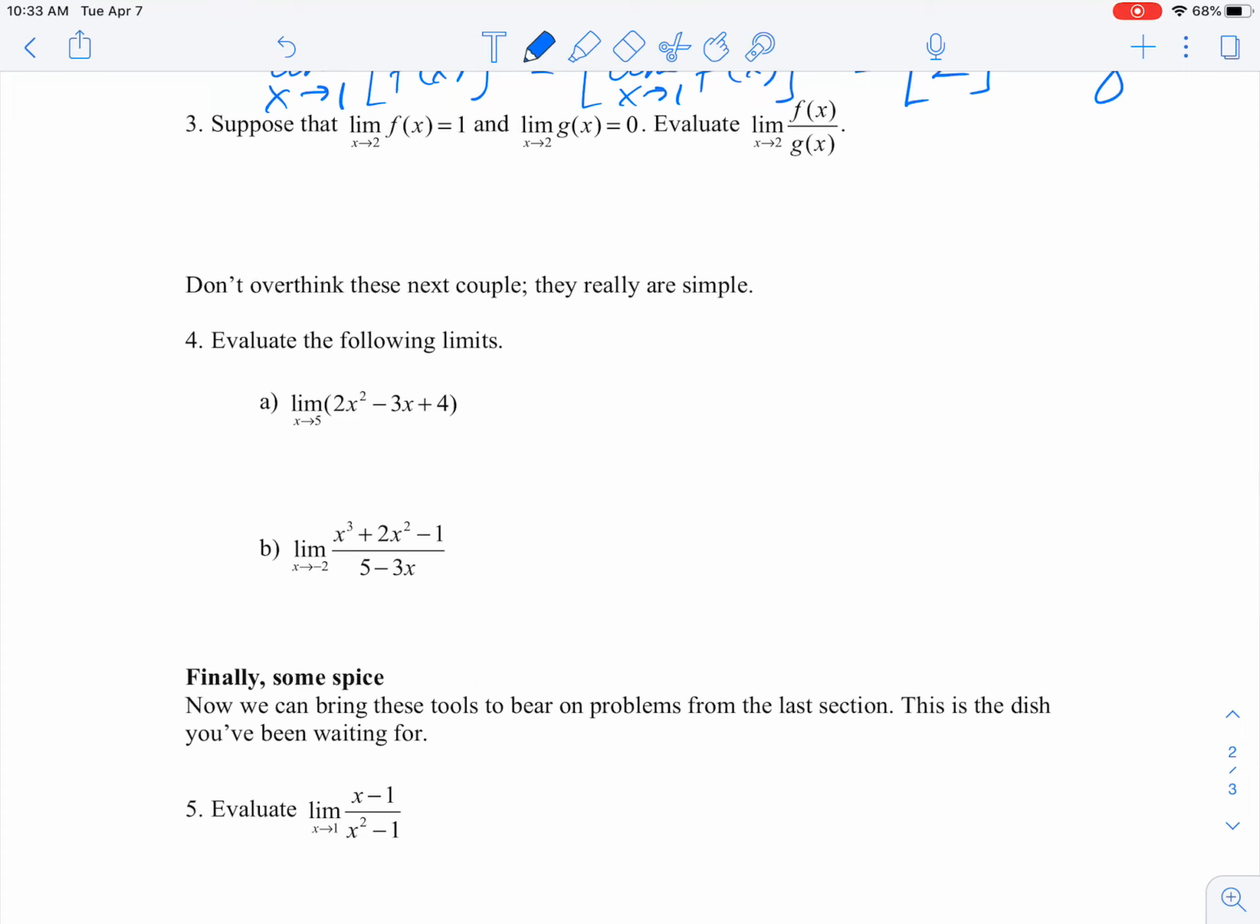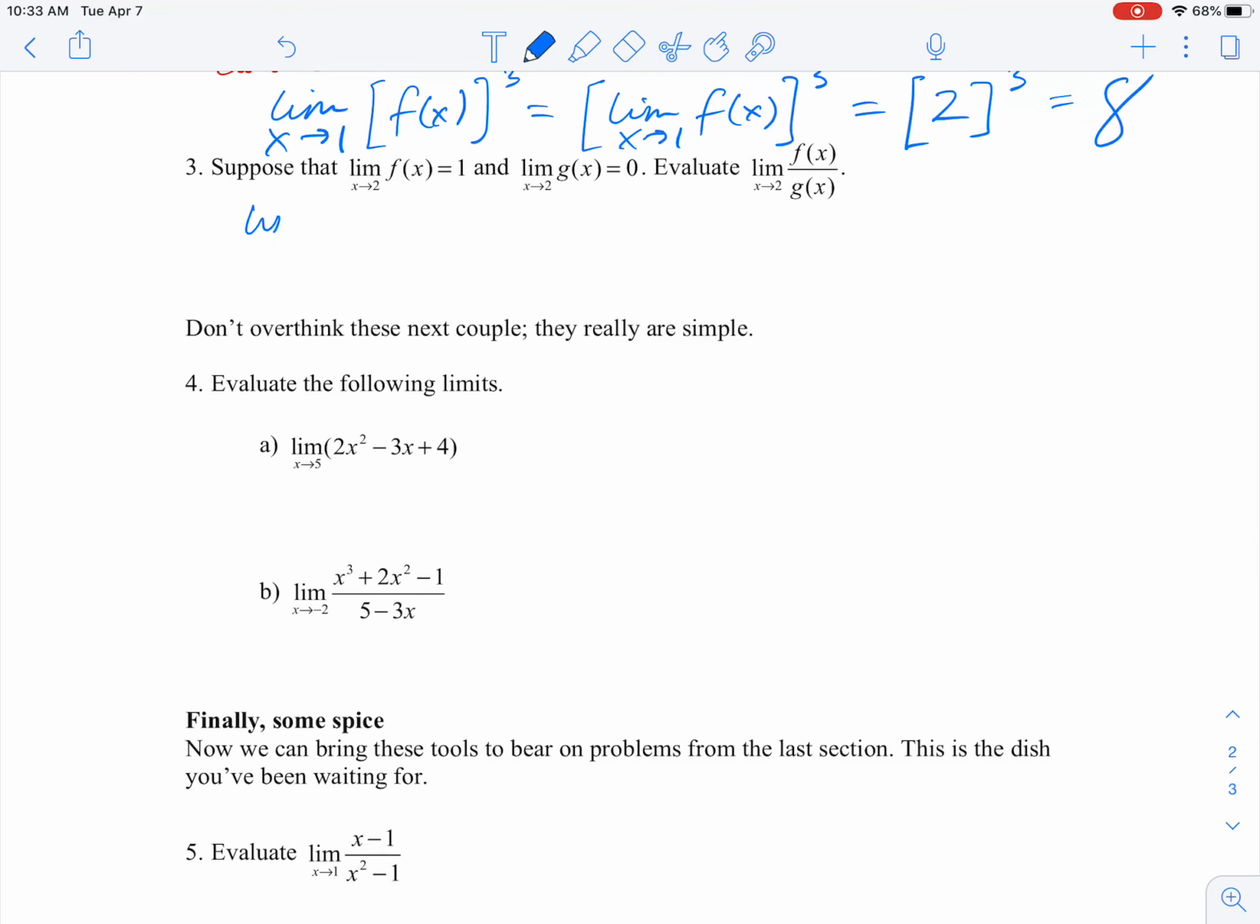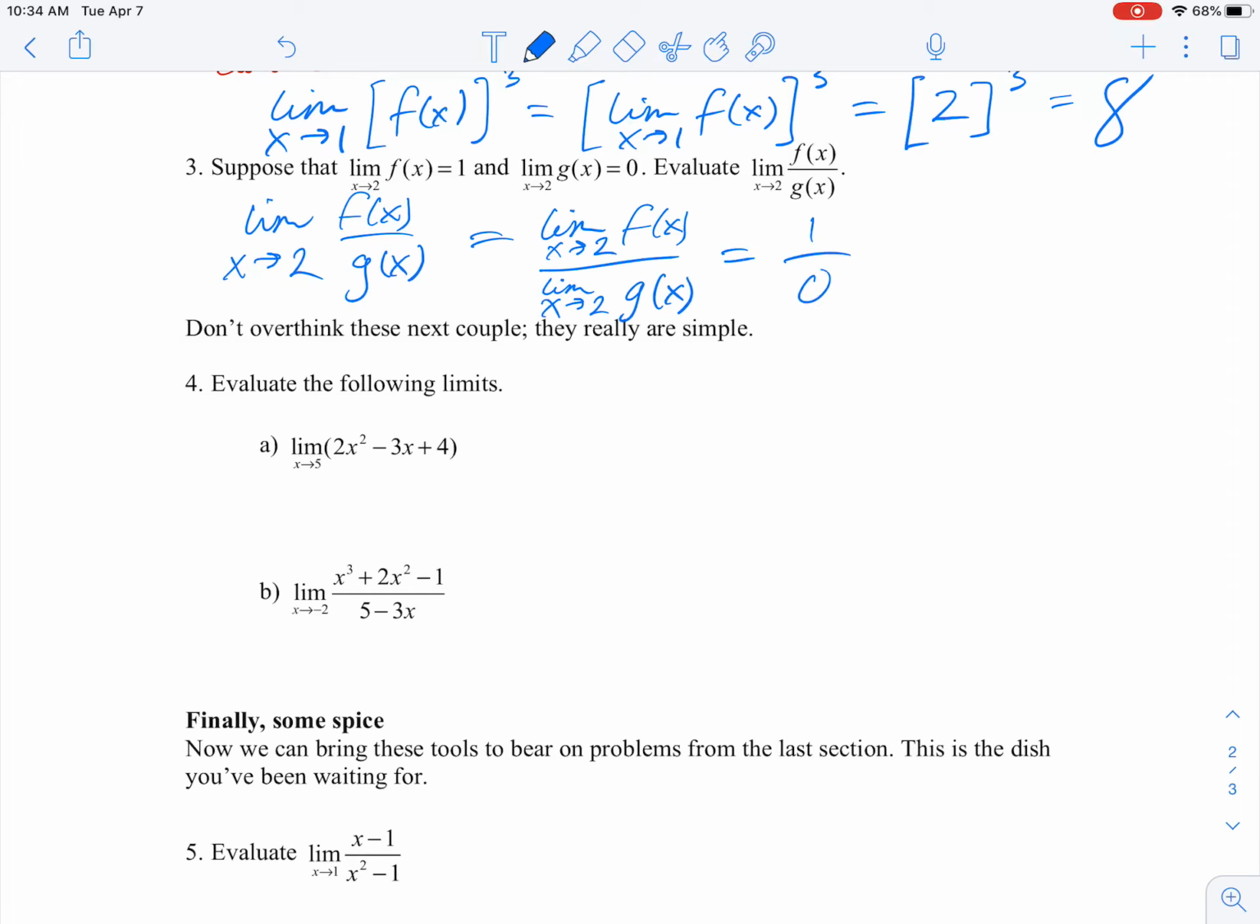So last problem in this type of problem, we've got values for limit of f and limit of g, and then we're asked to look at the limit as x approaches 2 of f of x over g of x. Okay, so this should be the limit as x approaches 2 of f over the limit as x approaches 2 of g, and that looks like 1 over, oh wait, that's a problem.